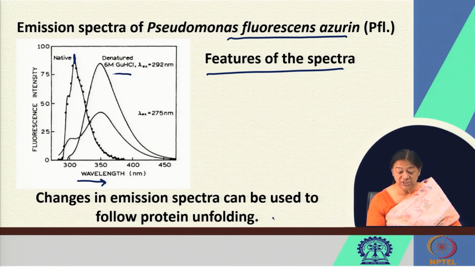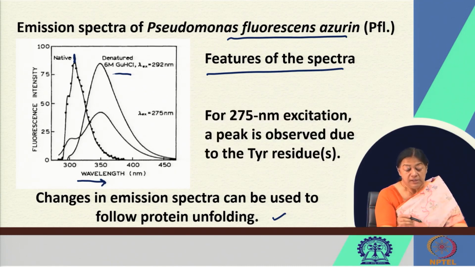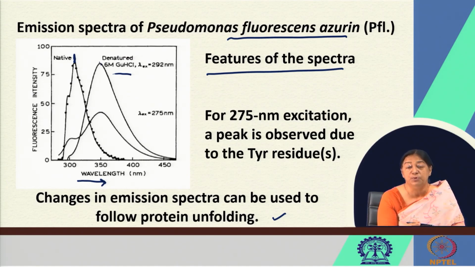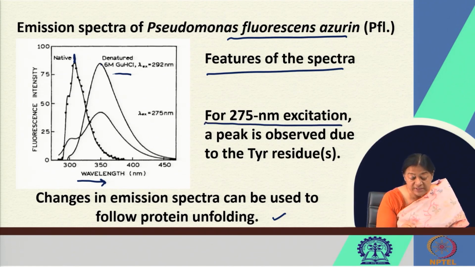So, the changes in the emission spectra can now be used to follow the protein unfolding. So, what do we see? We see a red shift indicating that the tryptophan in this case is exposed. If we look at the excitation, this is the emission spectra that we see for 275 nanometer excitation, and this is for 292 nanometer excitation.